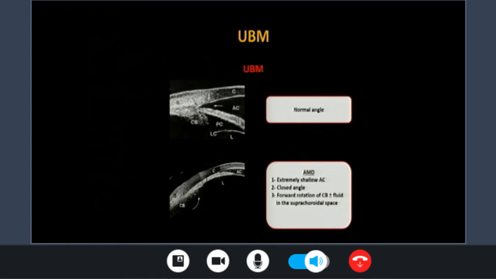Number three, you need to look at the ciliary body. So where is the ciliary body here? It's rotated anteriorly. Why is that? Because it's forced by the aqueous itself. So we'll have an anteriorly rotated ciliary body, and sometimes on certain occasions, because of the surrounding inflammation, you might have fluid in the supraciliary space, such as in this condition, which is very translucent.